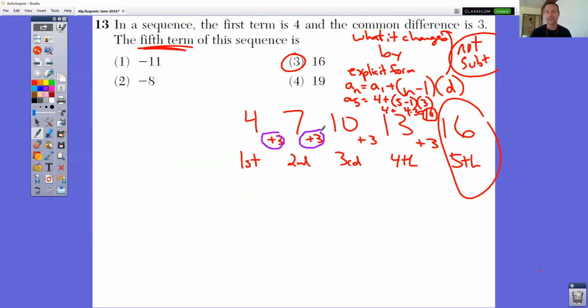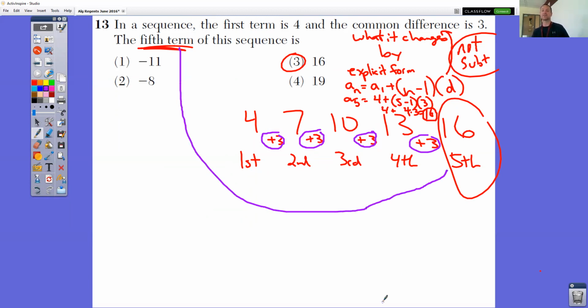Notice that that's what I have here. So we just keep on adding by 3, adding by 3, adding by 3. We want the 5th term of the sequence. So the 5th term of the sequence, we'd have 4, 7, 10, 13, and 16 would be the 5th term. You could do it this way by writing the explicit form. I wouldn't do it that way. That's probably way too much work.